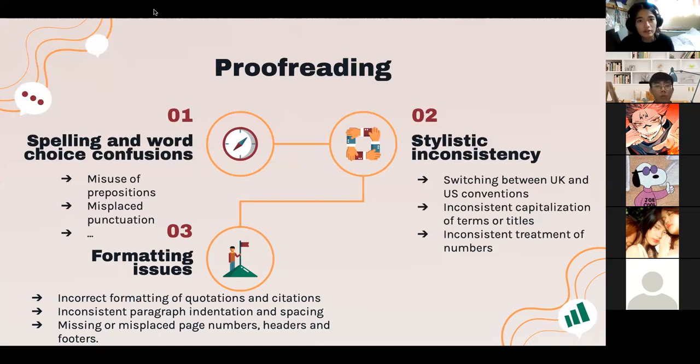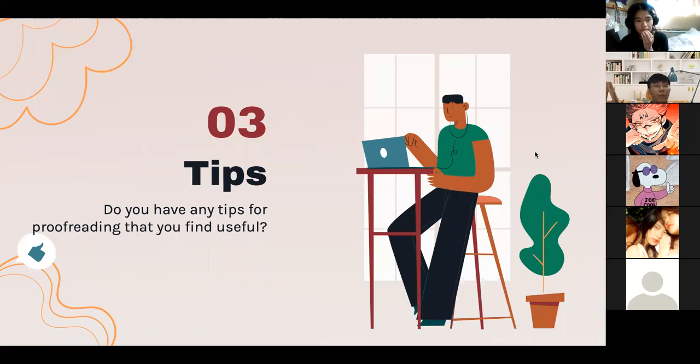Okay, now let's move on to the next part. The next part would be tips for proofreading. So, like Phoebe said, when you reach the proofreading stage, you're probably really tired by then. So what can you do to improve the proofreading of your paper? Do you have any tips for proofreading that you find useful, everyone? If you're willing to share, we'd love to hear it. So do you have any tips that you constantly go back to so that you can improve your paper? Anyone?